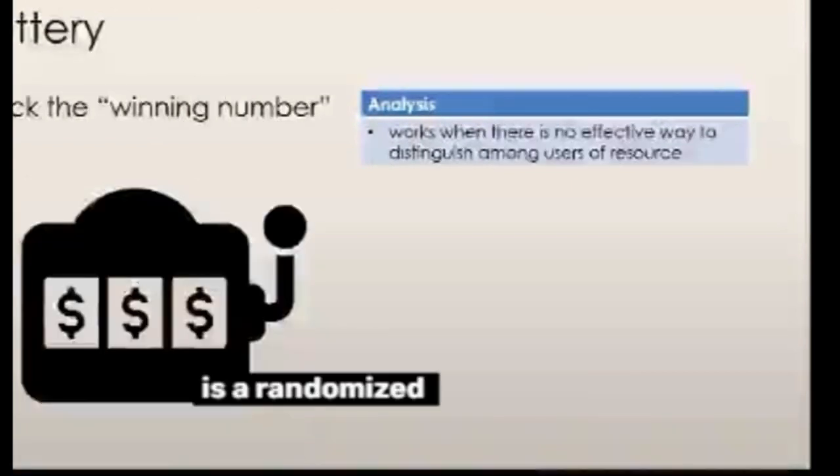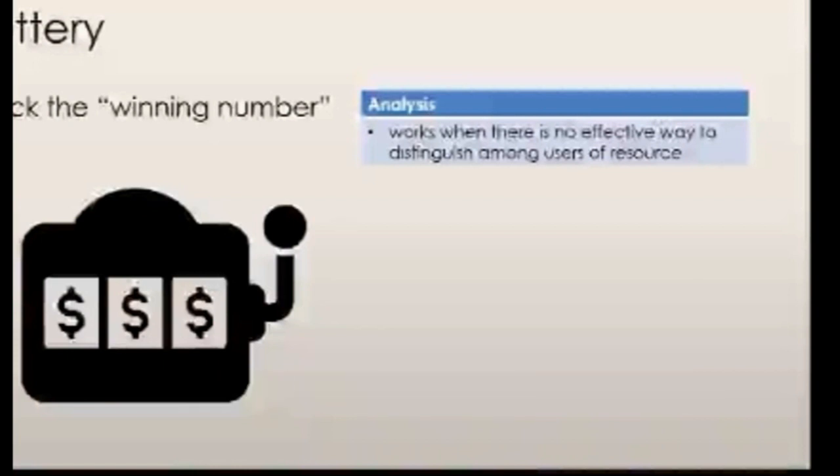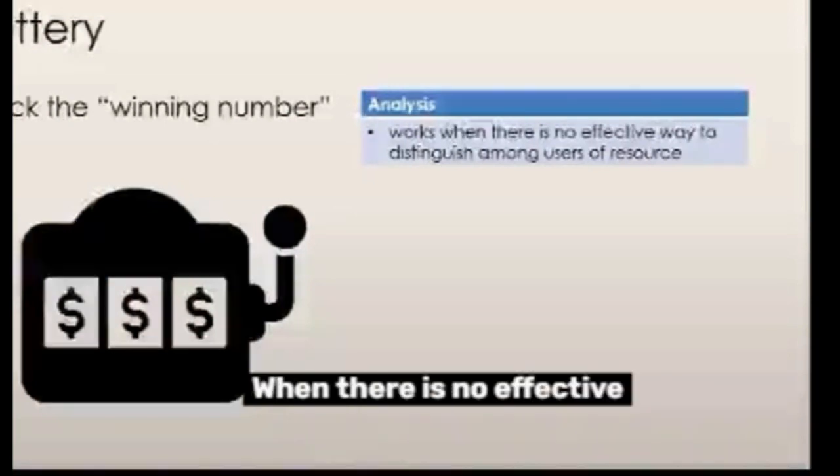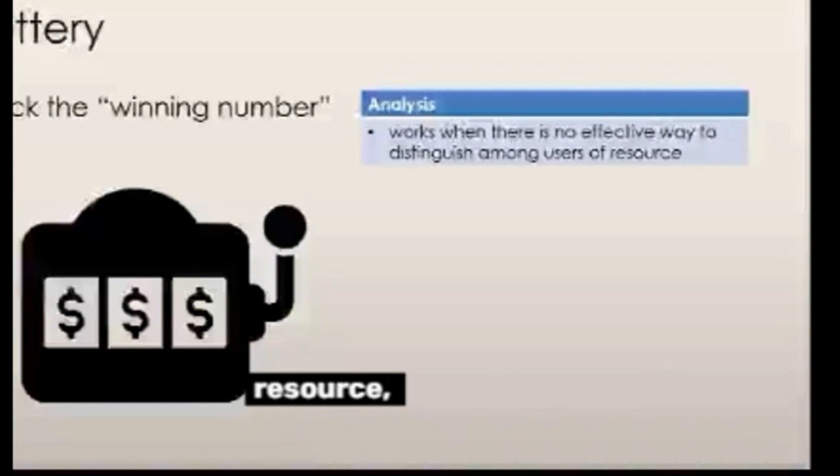A lottery system is a randomized way of allocating resources. It is often used to allocate electromagnetic frequencies in telecommunications, for example. It works well when there is no effective way to distinguish among potential users of a scarce resource. You wouldn't be able to rationalize giving one person the resource over another.